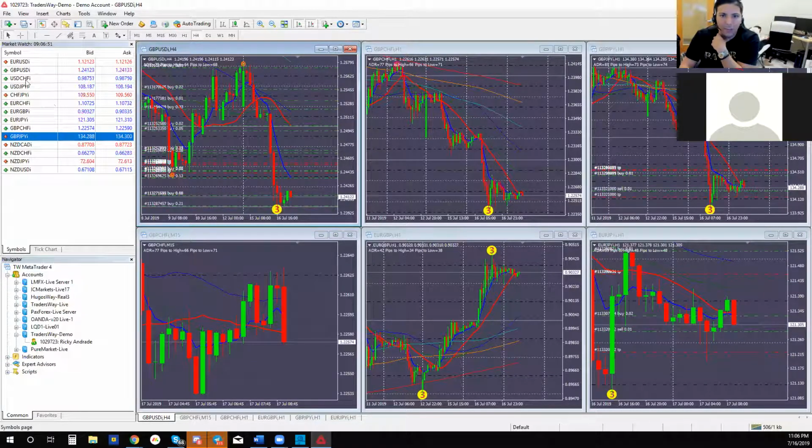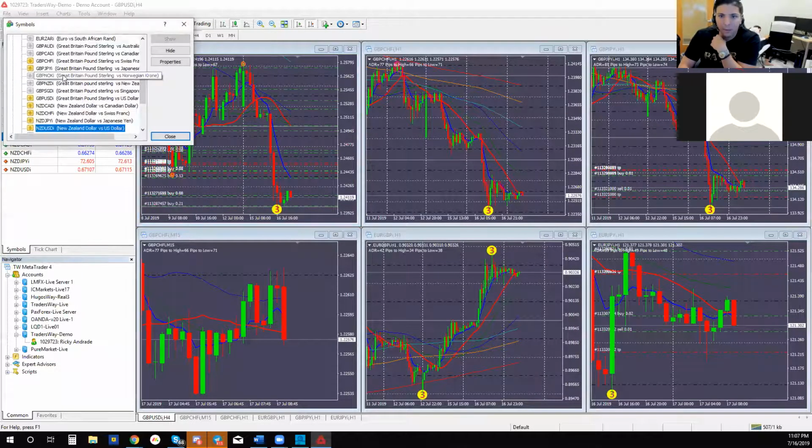Okay, so far what I'm seeing is there might be an upside move with GBP. Kind of see like a consolidation area trapping the price in this area, so it should be pushing up. Let me bring up some more symbols on here. GBP NZD.